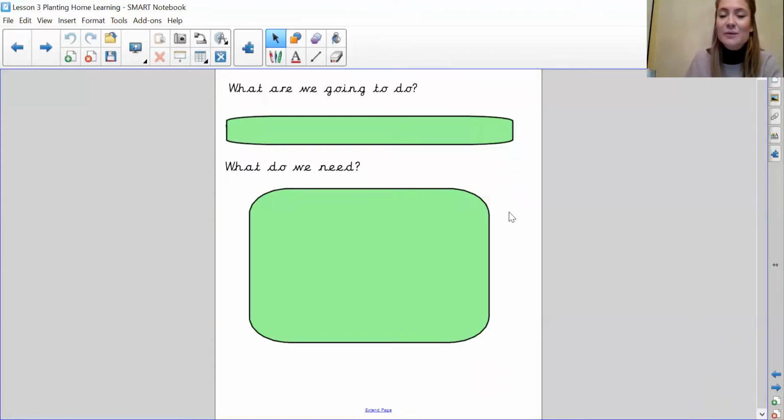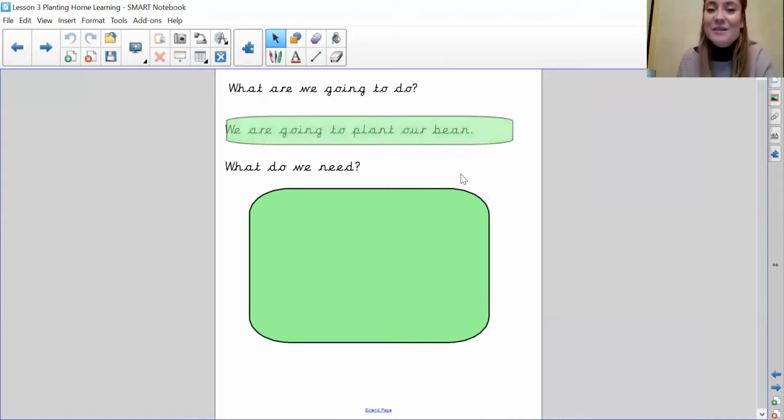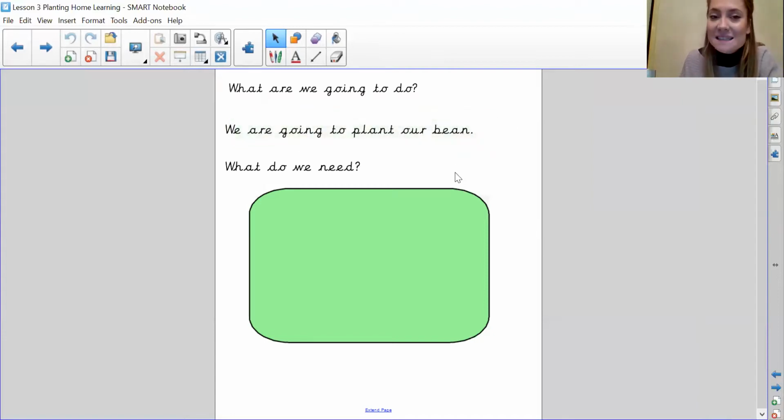Okay, so can you tell me, what are we going to do? That's right, we're going to be planting our bean today. So I want you to have a think, what do you think I might need? So think about all those things that a plant needed. What do you think I might need? Can you tell me?